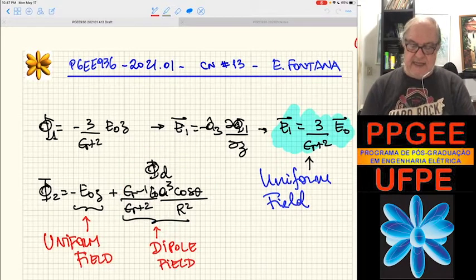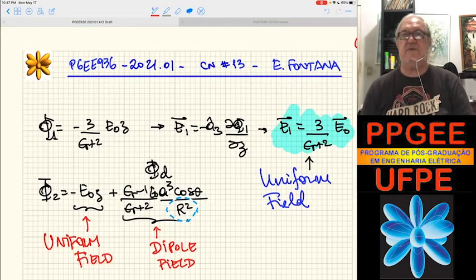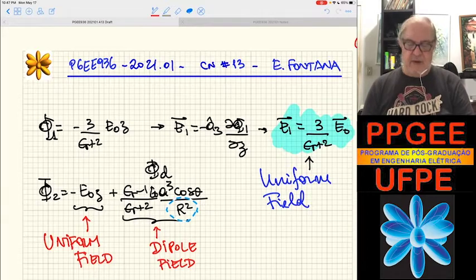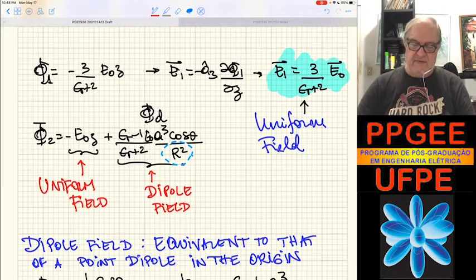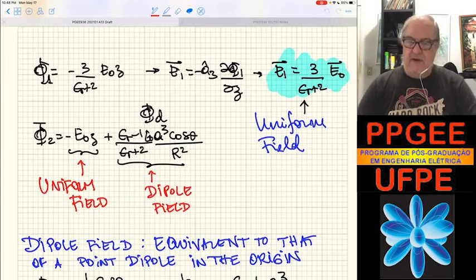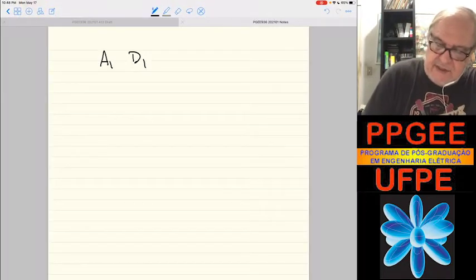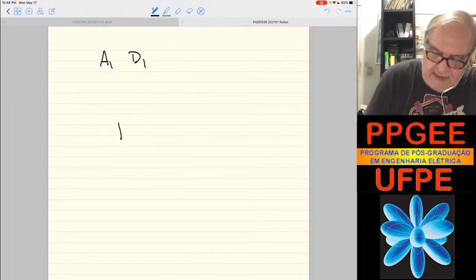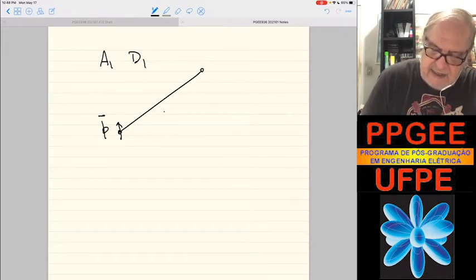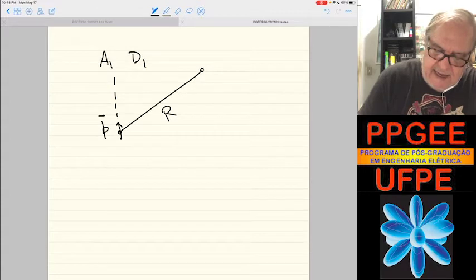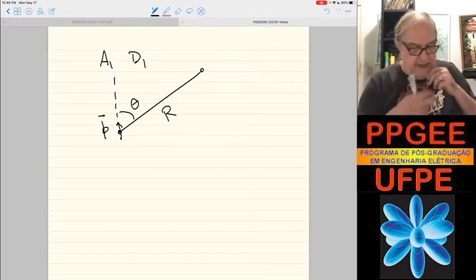Well, just notice that a potential that depends on cosine theta and is inversely proportional to the square of the distance is a dipole type potential. Is that due to a point dipole? It's a dipole field. Recall that a point dipole has a potential at a distance r and at an angle theta relative to the dipole axis.